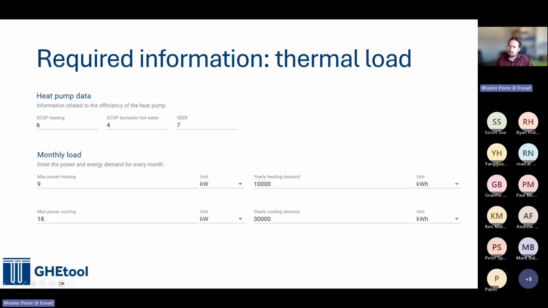And then lastly, you need some information about the load of your building. So the heat pump efficiency data, which is for a ground source heat pump really good, as COPs of 6 are easily reached in Australia. And then you have your yearly energy demand. So you have your peak power in heating and in cooling, and your yearly energy demand as well.